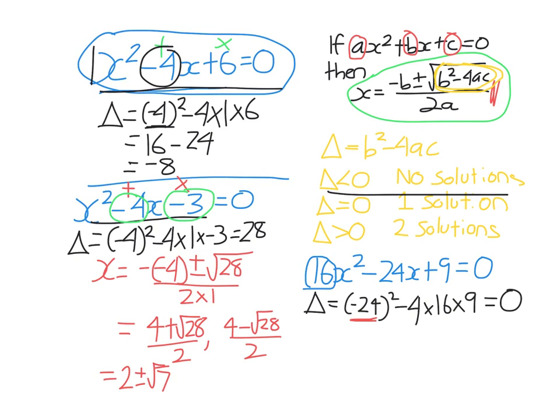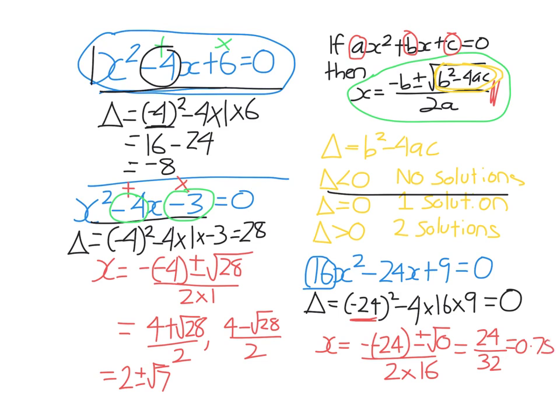So using the quadratic formula, we have x equals minus b, so b was negative 24, minus b plus or minus the square root of the discriminant over 2 times, which was 16. So the only solution here, we've got 24 plus 0 over 32 or 24 minus 0 over 32. And they're the same thing, because 24 plus 0 and 24 minus 0 are the same thing. The only solution is 24 over 32, which is 0.75. Once again, it would be really hard to try and factorize this, so that's why the quadratic formula is useful.